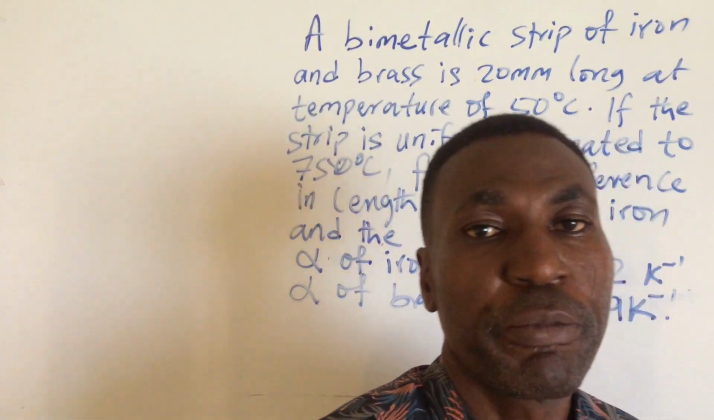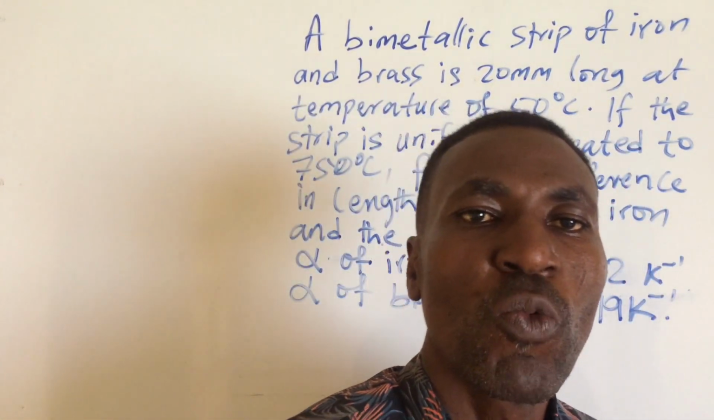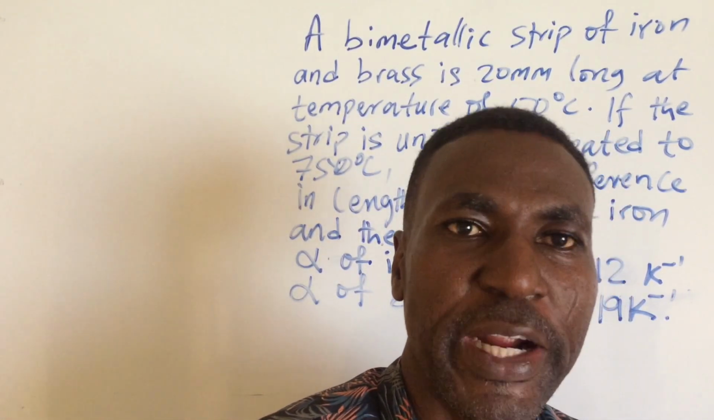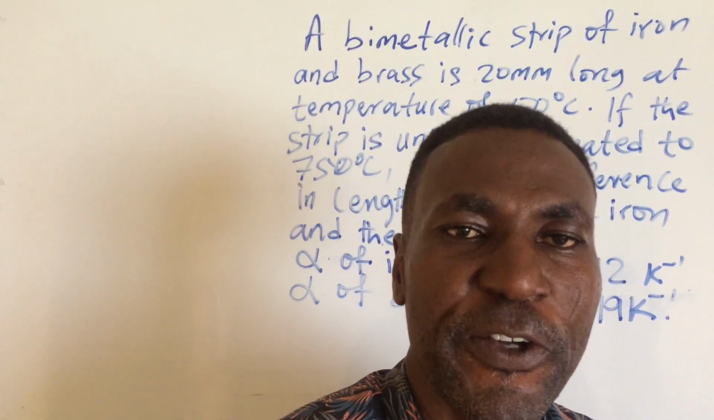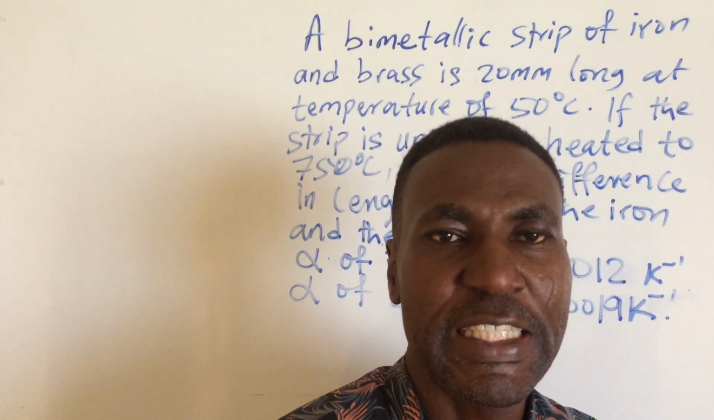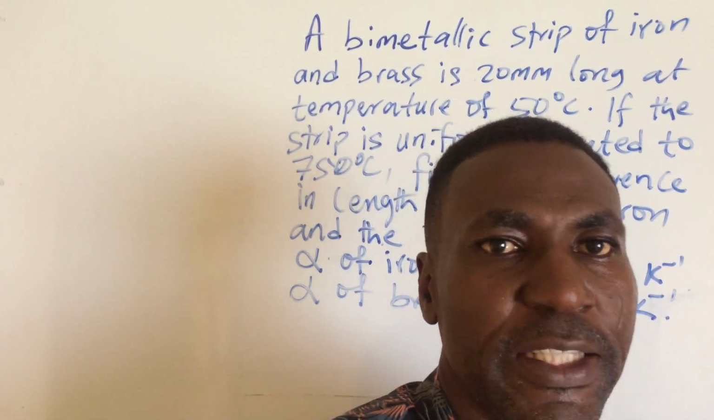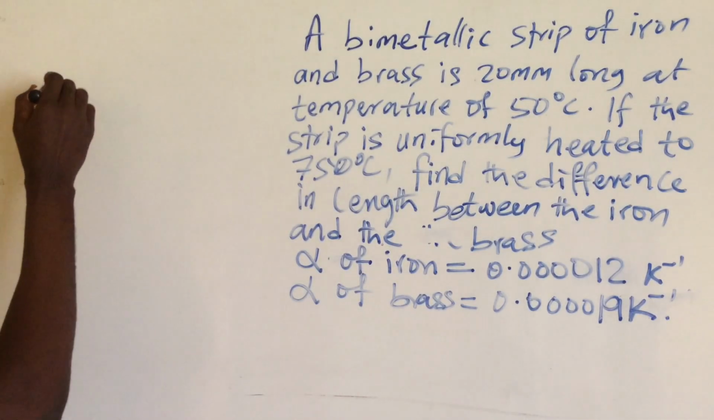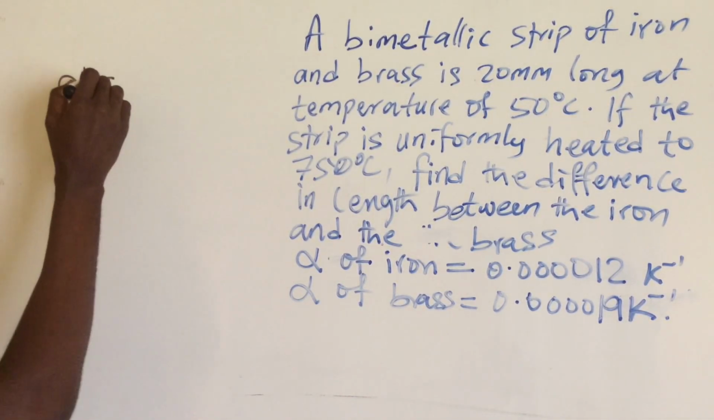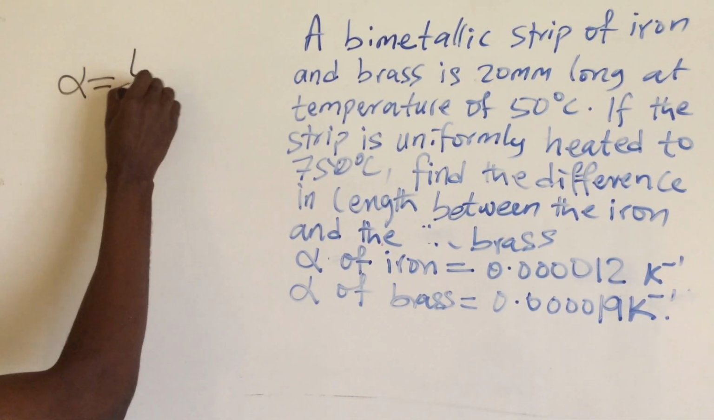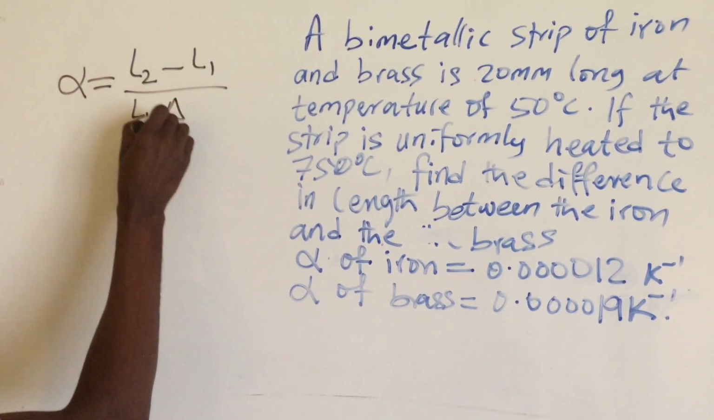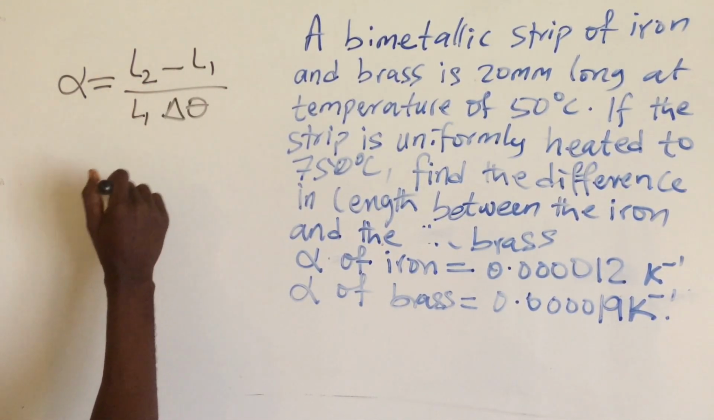Remember our formula from the previous question. We will solve it one after the other. We will solve the one for brass and the one for iron. Then we now know the difference in length, okay? Now, our formula is still the same thing. Alpha is equal to L2 minus L1 all over L1 times change in temperature.